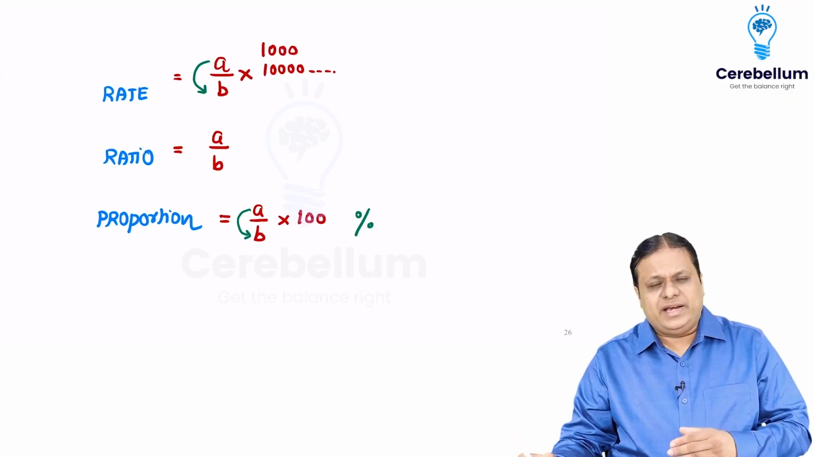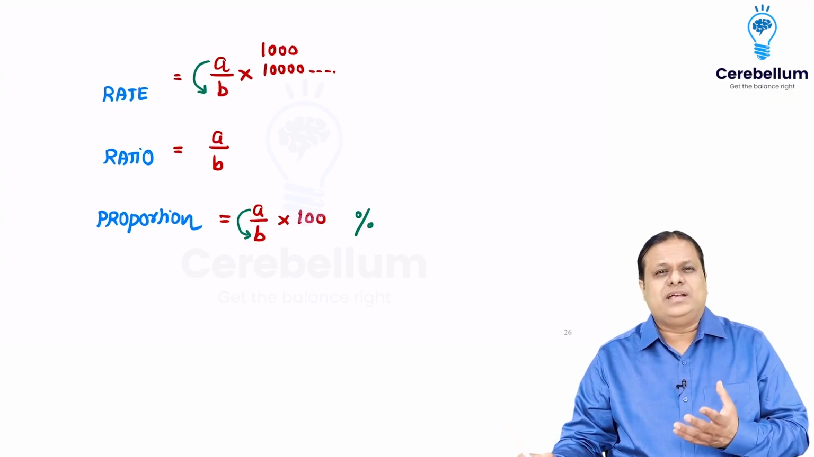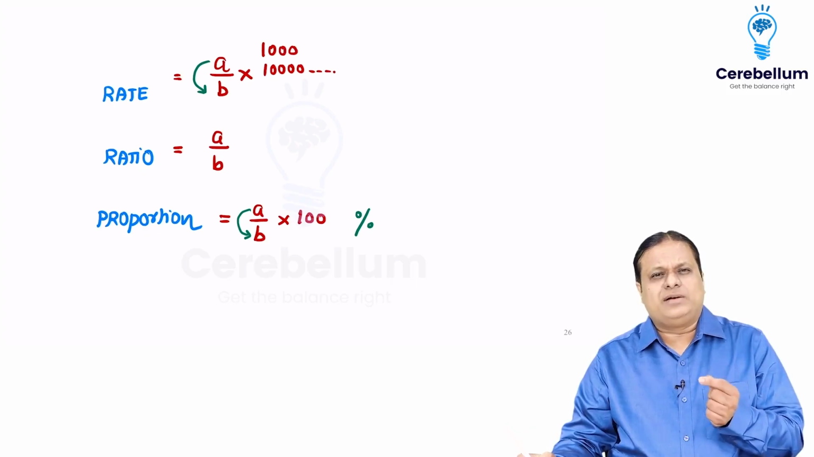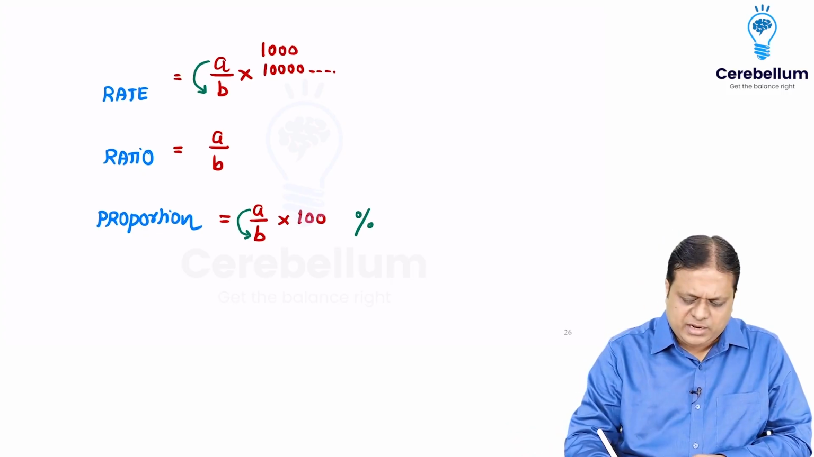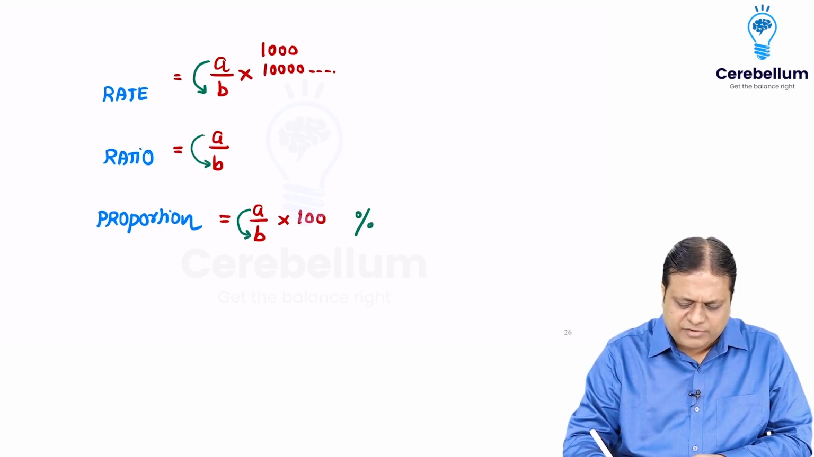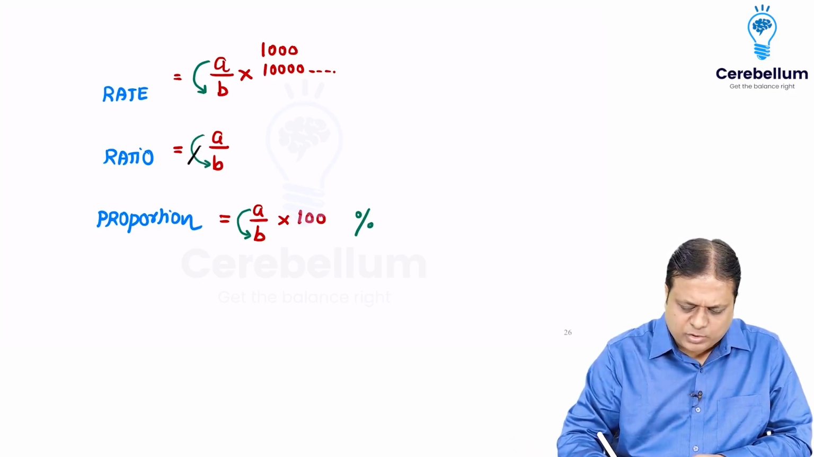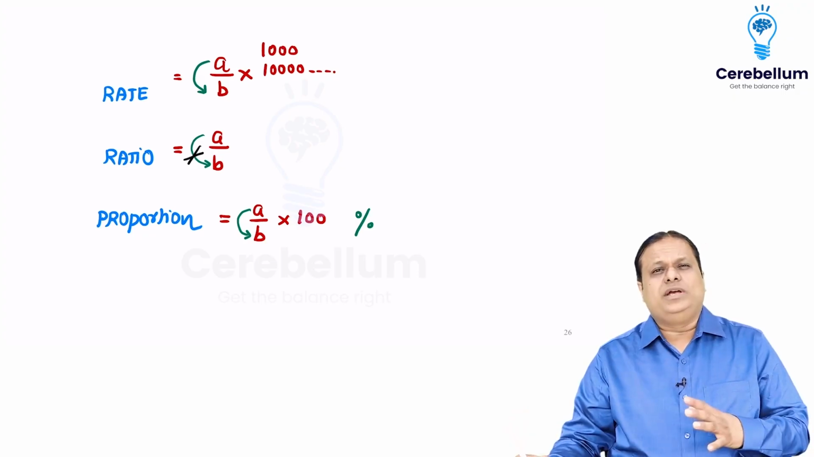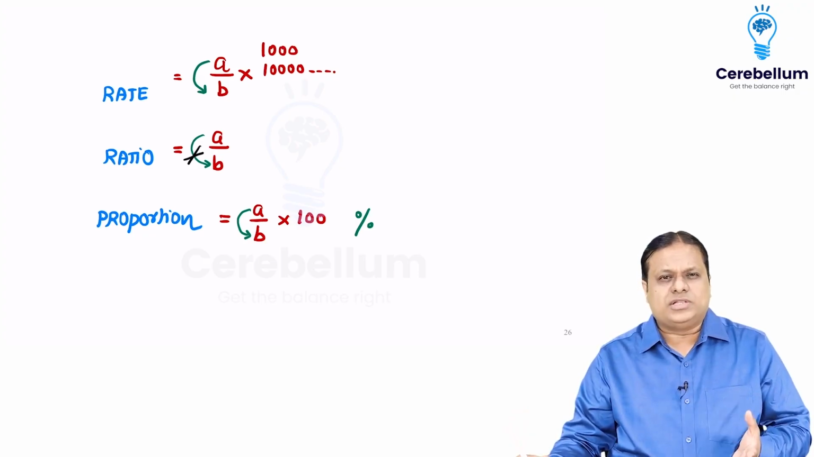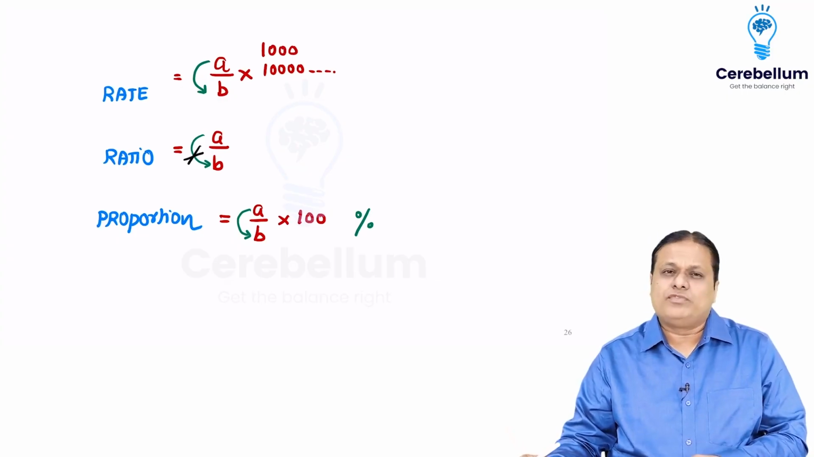Case fatality rate is a proportion. Secondary attack rate is a proportion. But look at sex ratio, number of females divided by number of males into 1000. Here the numerator is definitely not a part of the denominator. So numerator and denominator are not related to each other. Sex ratio is a type of ratio.